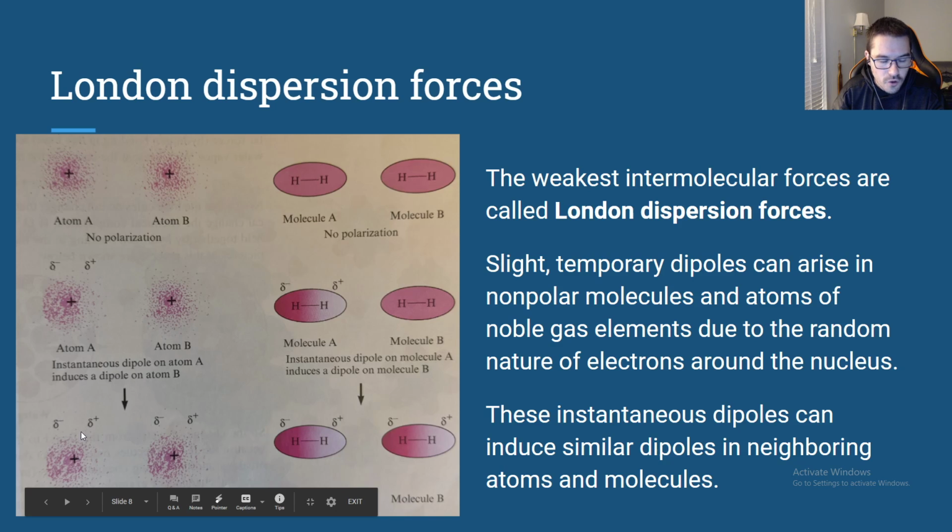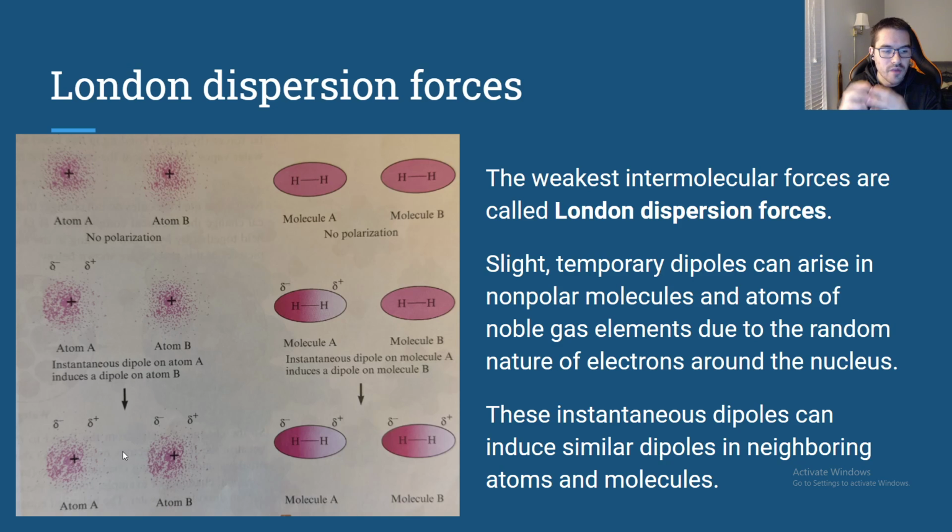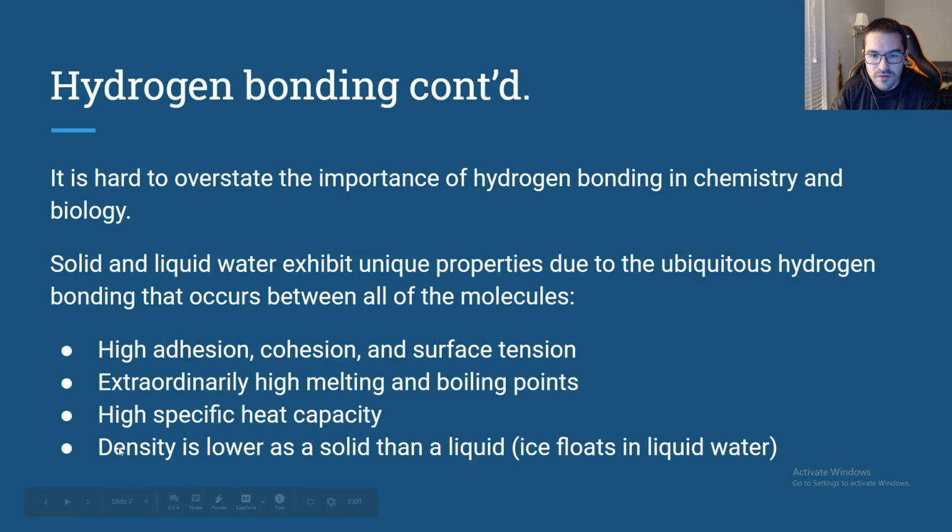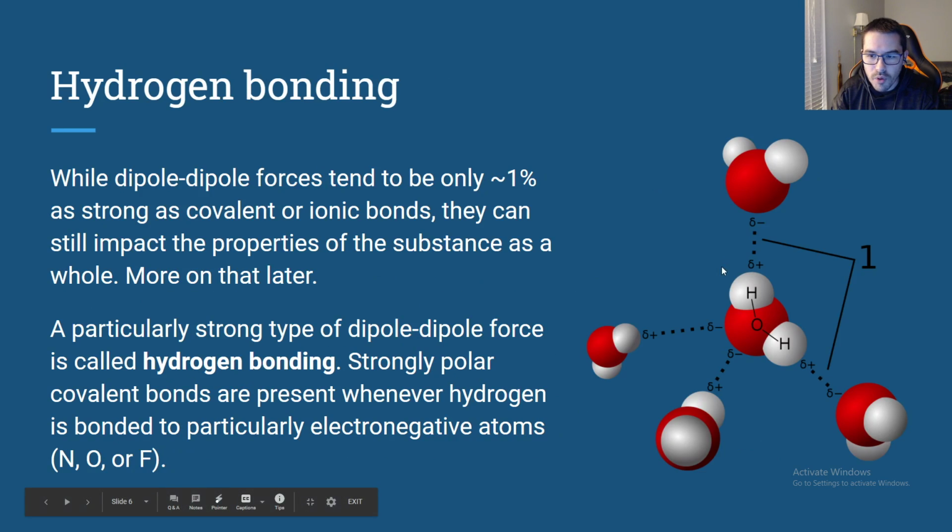Okay, so what ends up happening then is you have a slight interaction here, right? Positive and negative. You have a slight attraction that occurs between atom A and atom B. This is weaker than dipole-dipole. Okay? In dipole-dipole interactions, these partially positive and partially negative regions are permanent. They're partially positive and partially negative due to the difference in electronegativity.